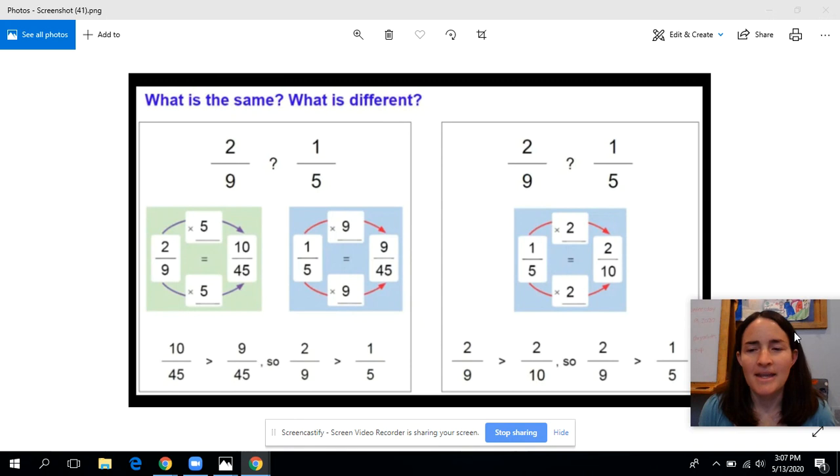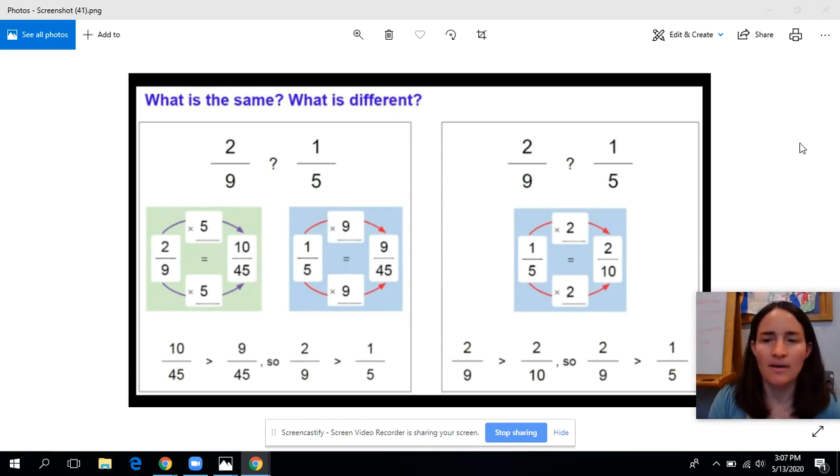For your last number talk this week, we are going to look at these fractions here, and we're going to do a little bit of what is the same and what is different. So I want you to take a look at these two questions. Really up here is the main question that's being asked, okay? And then you can look at the work that's done underneath and decide what you see that is the same and what you see that is different. Please pause the video, give yourself some time to think, and then I'll share with you what my thoughts were.